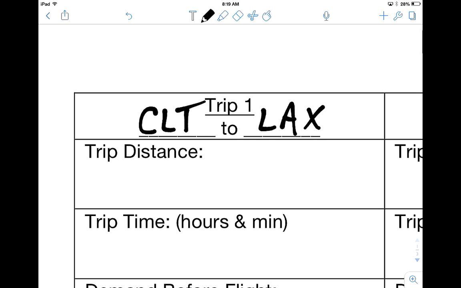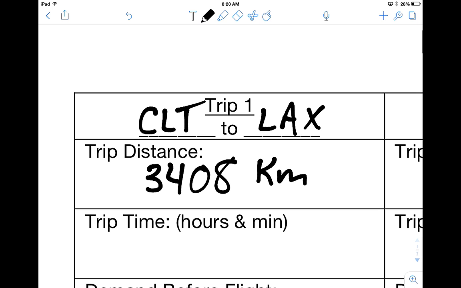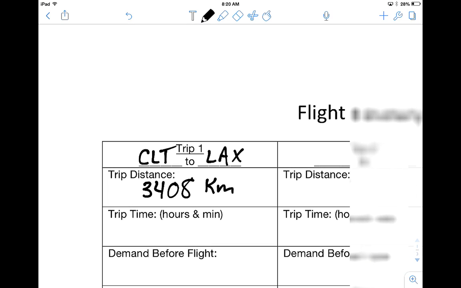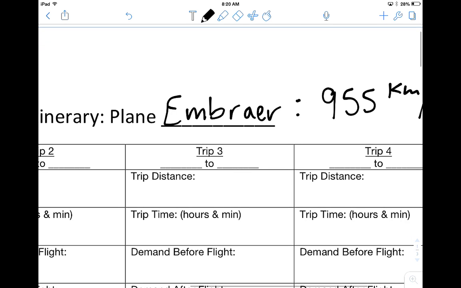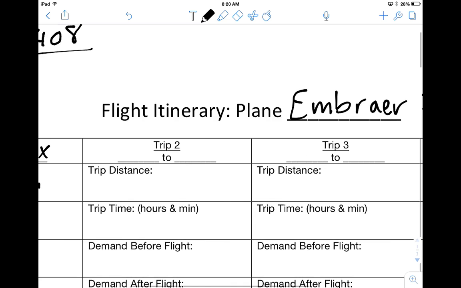Now I'm going to have to go to my distance grid and figure out how far that is. It happens to be the first one listed in distance information, so I know that my trip distance is 3408 kilometers. Now trip time is where I need to do some calculations because I'm not sure exactly how fast it's going to go. So I know that time is equal to, if you look up on the board, distance over velocity. So I know my distance is 3408 and my velocity is 955.